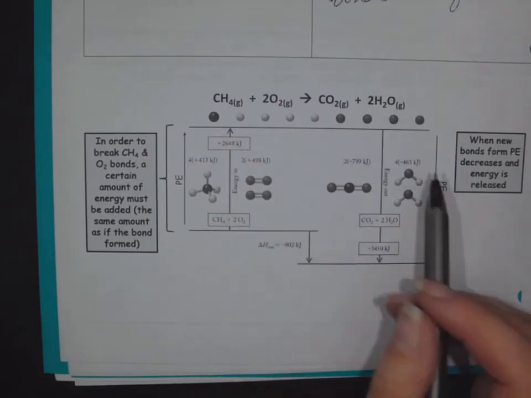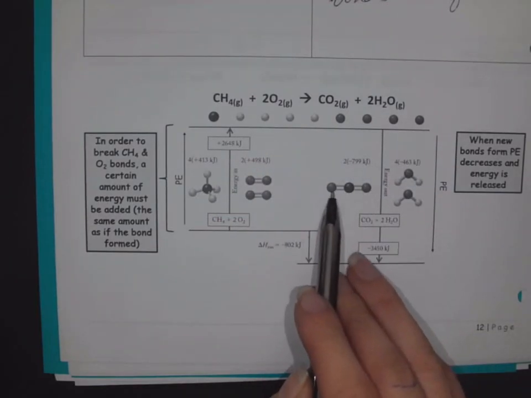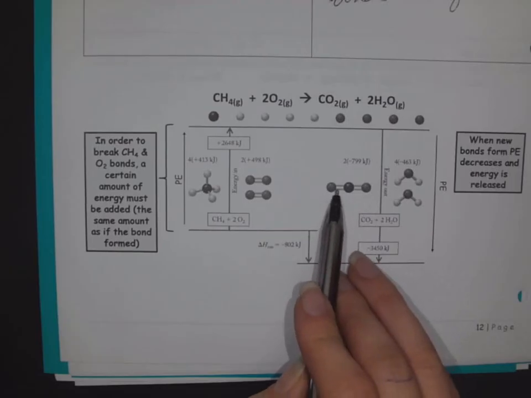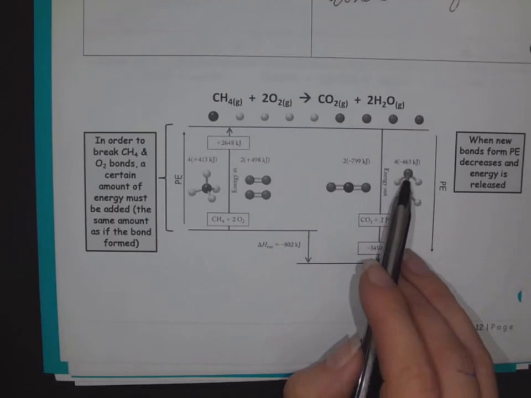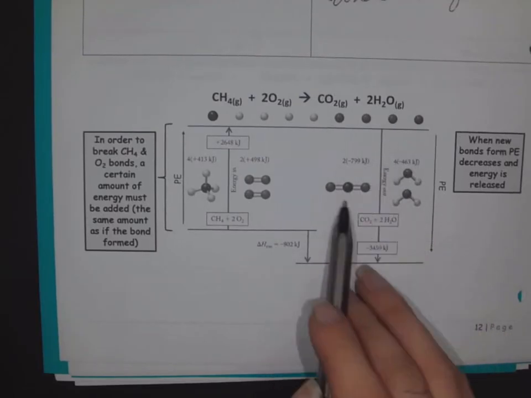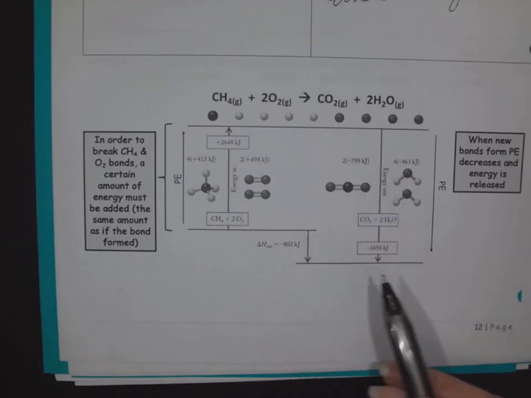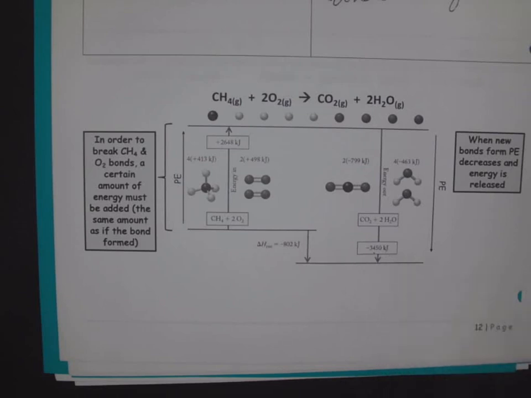Okay? And then we form these new bonds. It forms a double bond between a carbon and oxygen, and that happens 2 times. And then it forms a single bond between oxygen and hydrogen, and that happens 4 times. All of those bonds will release energy, and it releases 3,450 kilojoules of energy. Okay?